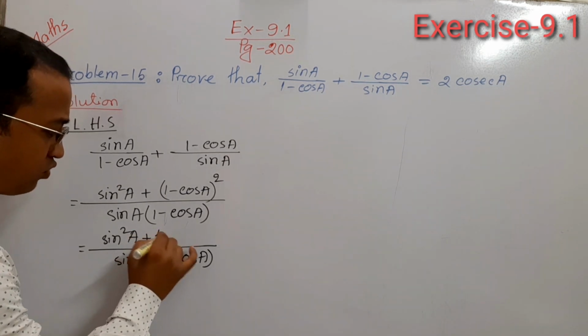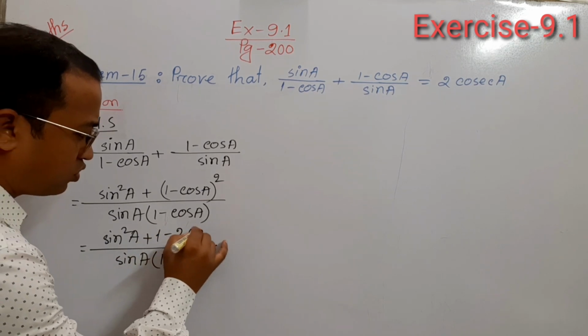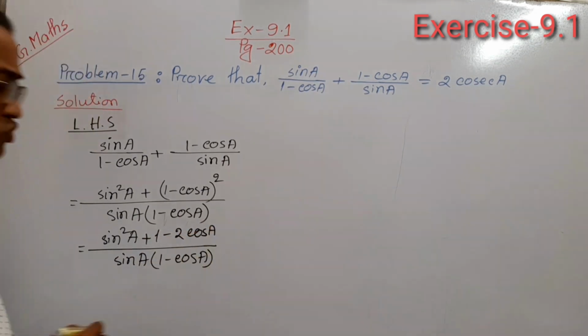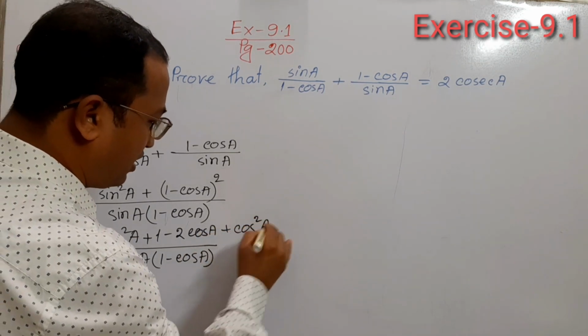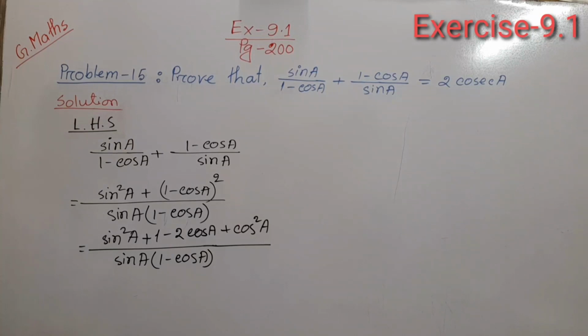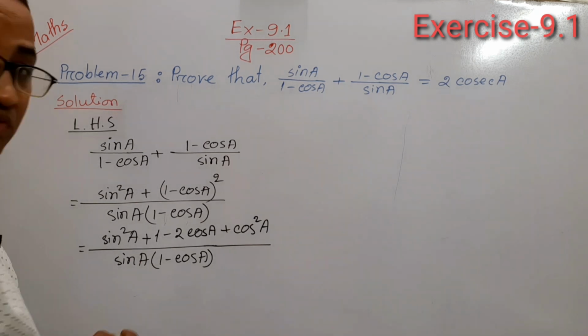1 square, that is 1, minus 2 AB, that is 2 cos A, plus cos square A. We have applied here (A minus B) whole square, that is A square minus 2AB plus B square.